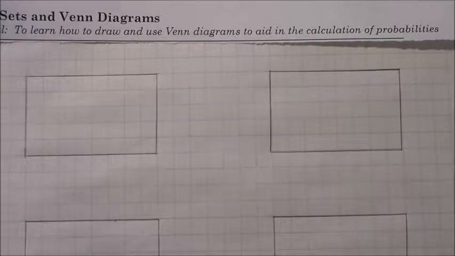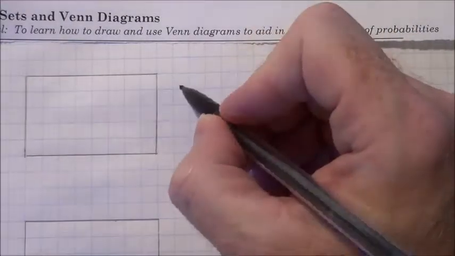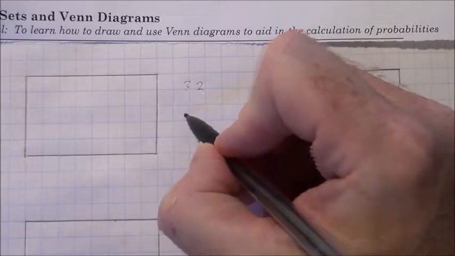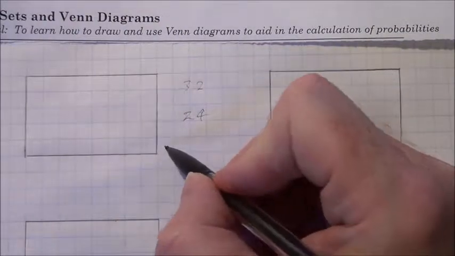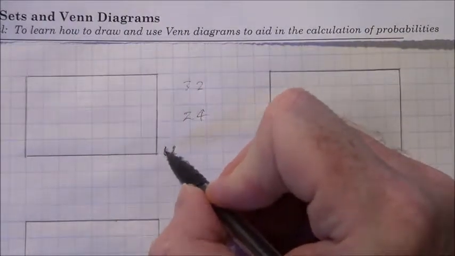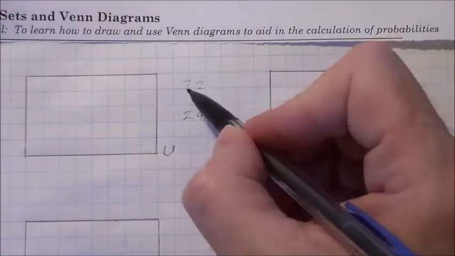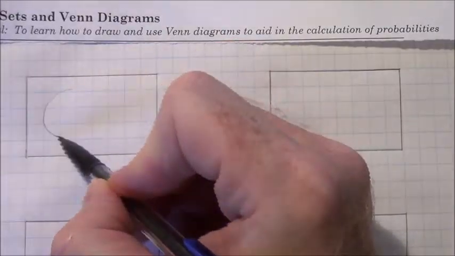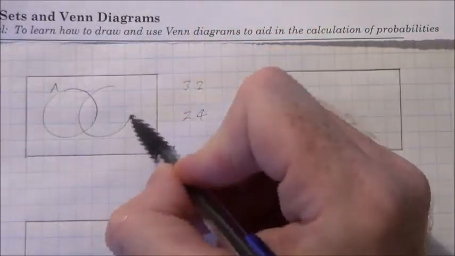If I were talking about, say, the factors of 32 and the factors of 24, for example. A Venn diagram, of course, first of all, is represented by a rectangle, which represents all the outcomes, which is the universal set. And then there would be different sets or subsets inside, so we'd have, for example, our set A and set B.